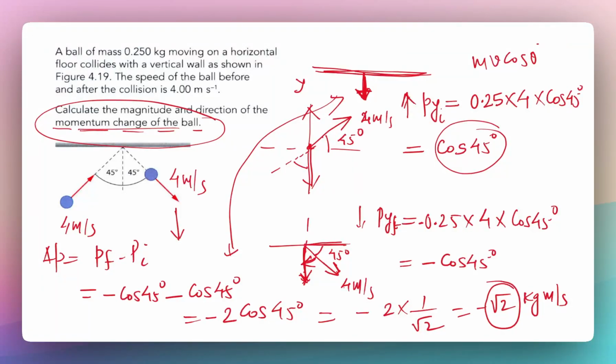So you can see the force actually acts on the ball downward, and as expected, the change in momentum is also downward, and this time it is 2 cos 45 degrees, or root 2, as the final answer.